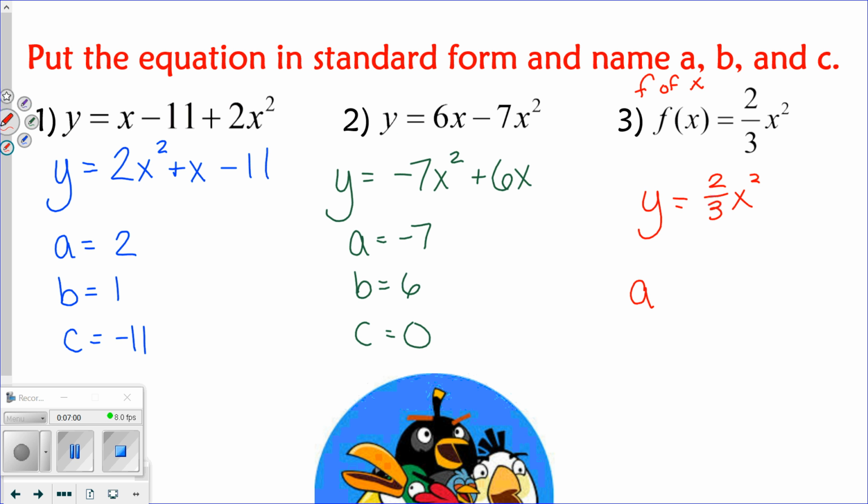What's your a value? B? 0. And your c? Also 0. Good. All right, so we know standard form, we know a, b, and c. Moving on.